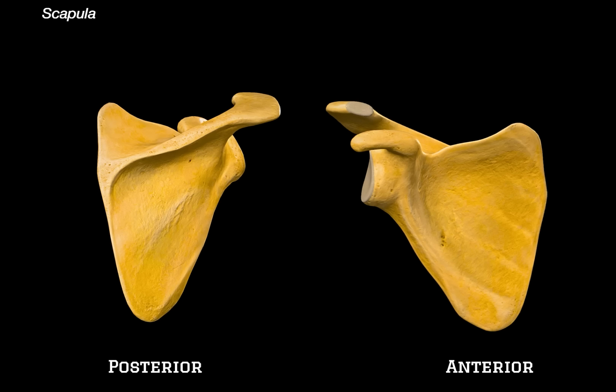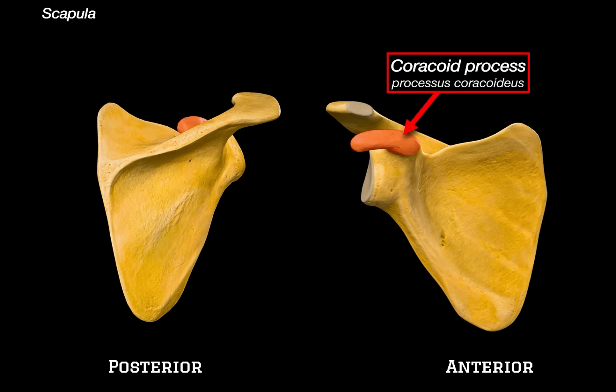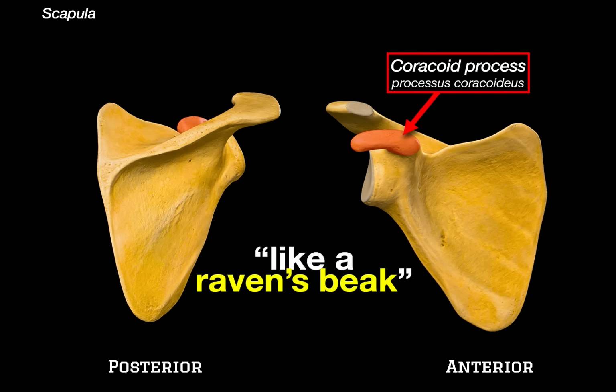And the first part of this bone that I want to start with is the coracoid process. This outgrowth is the coracoid process. The coracoid process is a bony projection on the anterior surface of the scapula. It looks like a bent finger pointing forward and a bit laterally. The name coracoid means like a raven's beak in Greek.